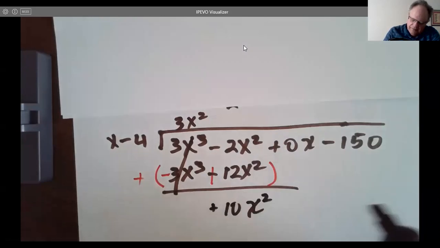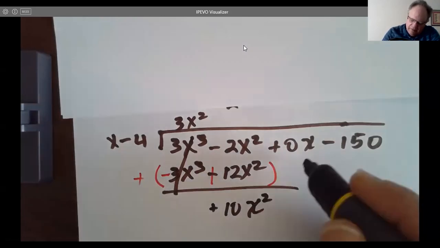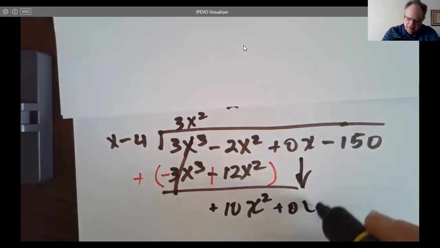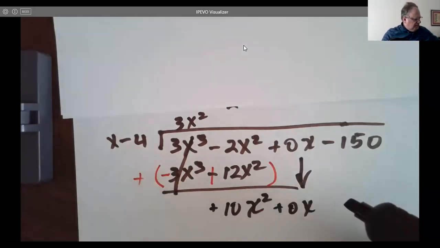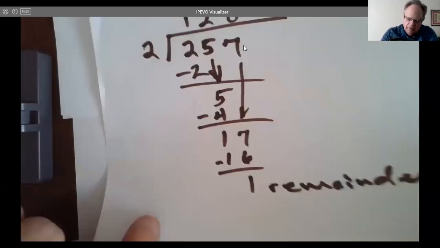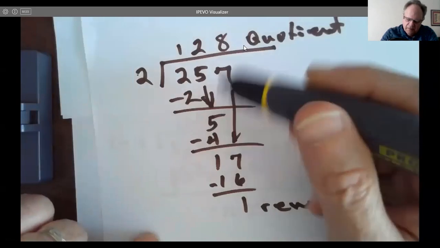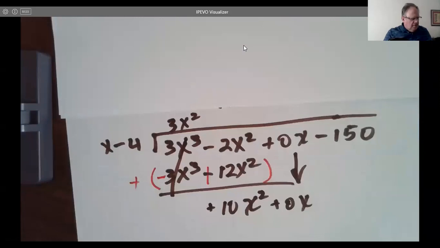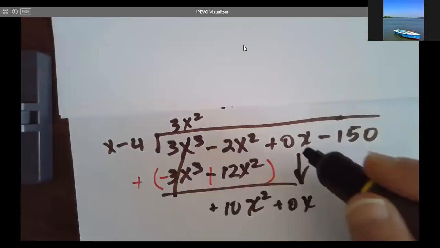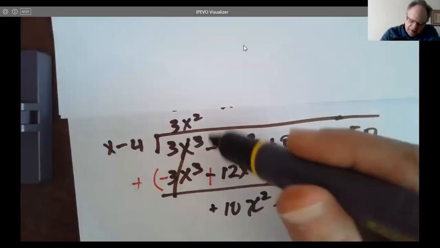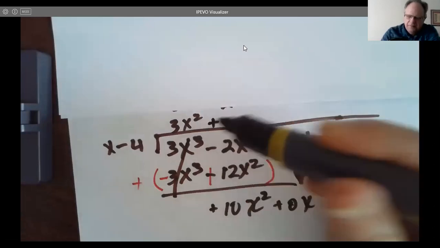X squared. Okay, so now we bring the next term down, plus 0x, just like we did with numbers. We brought the 5 down and the 7 down when we were dividing numbers, and we do the same thing when we're dividing polynomials. Now we look to see if the first term is positive, we put a plus.